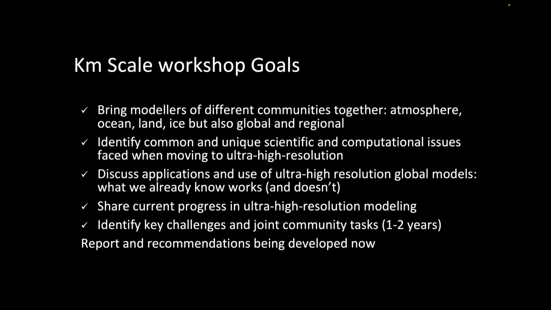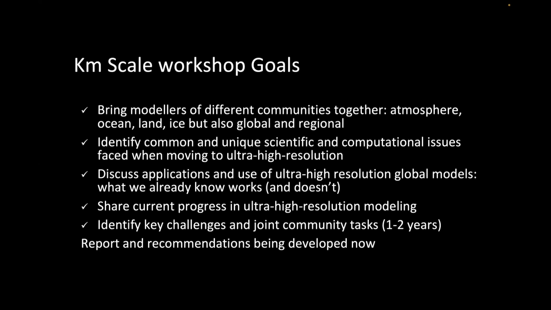So the goals of this, at least this first piece, this kilometer scale modeling workshop, were to bring modelers of different communities together. That's the atmosphere, the ocean, the land, the ice, but also crossing scales from regional to global. The regional climate modeling and the global climate modeling communities don't often talk to each other very much, which is very interesting. We're trying to identify common and unique scientific and computational issues faced by different groups when moving to ultra high resolution. And by ultra high resolution and kilometer scale, we're pretty much talking about 5 kilometers and less. I'll show some examples of why that's the case.